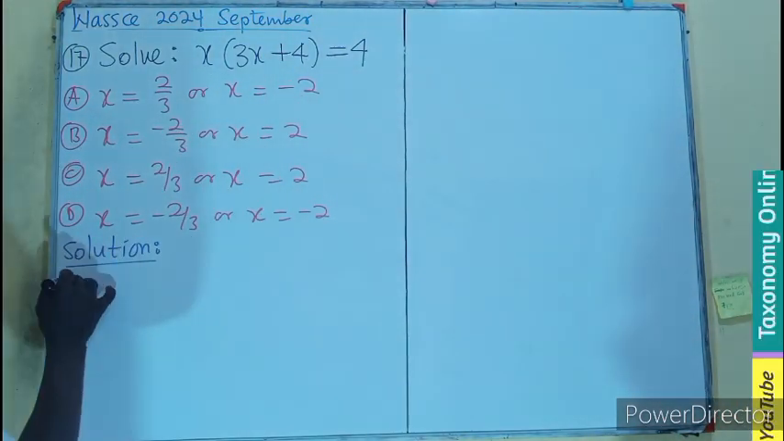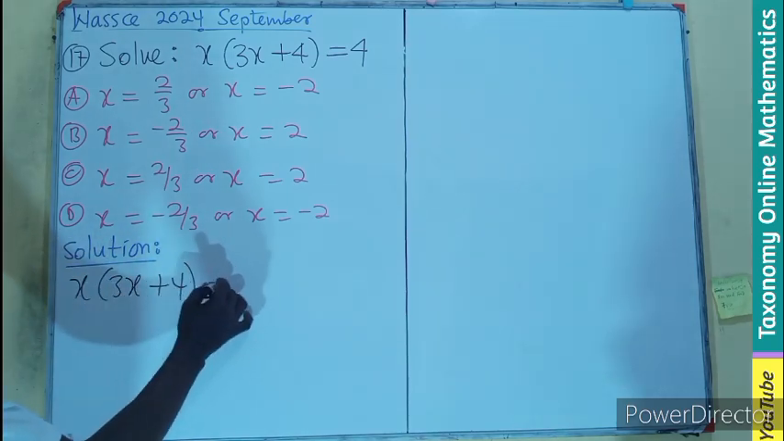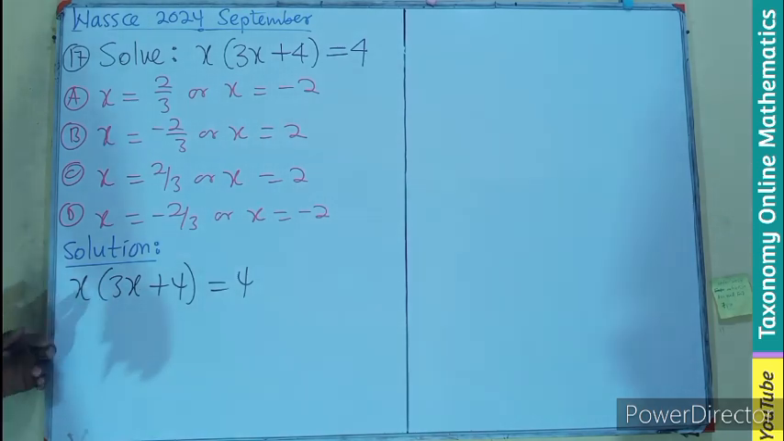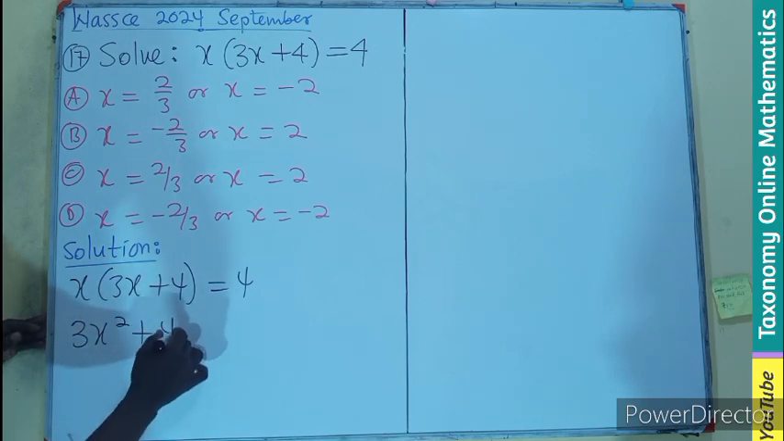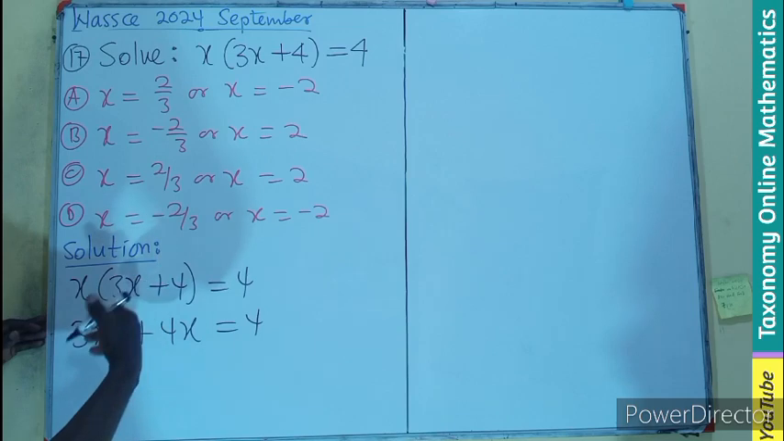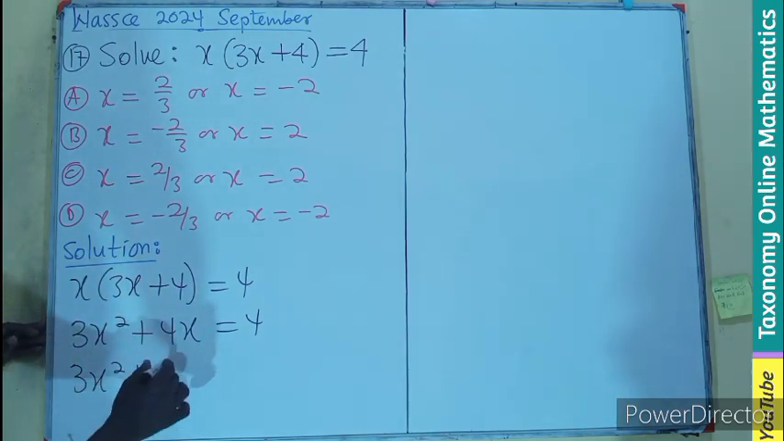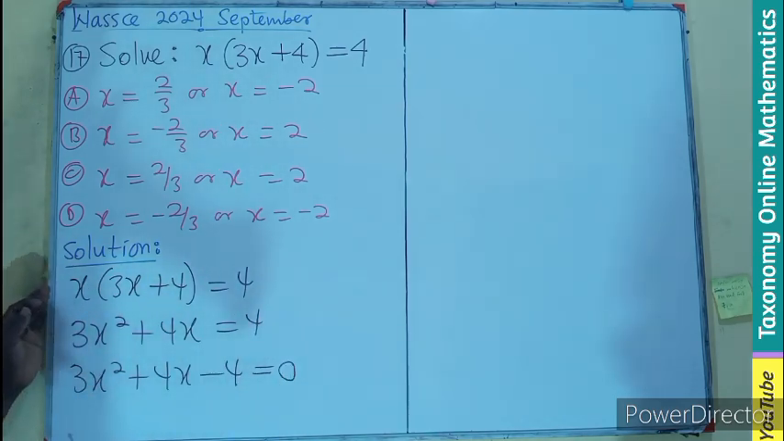So, picking x(3x + 4) = 4, we need to expand the left-hand side. x times 3x will give you 3x squared. x times 4 is 4x, equals 4. Let's transpose the 4 to make it 3x squared + 4x - 4, leaving 0.